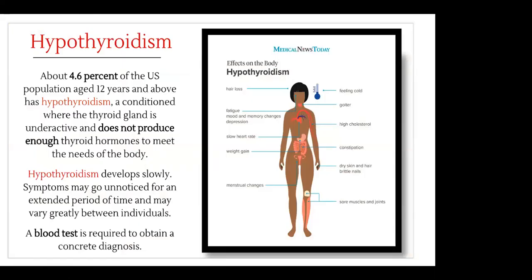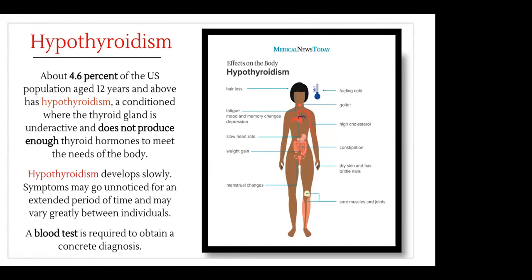So let's look at hypothyroidism. About 4.6% of the U.S. population age 12 years and above has hypothyroidism. Again, that is an underactive condition where the thyroid gland does not produce enough thyroid hormones to meet the needs of the body. Hypothyroidism typically develops slowly. Symptoms may go unnoticed for an extended period of time and may vary greatly between individuals. You need a blood test to obtain a concrete diagnosis of hypothyroidism.